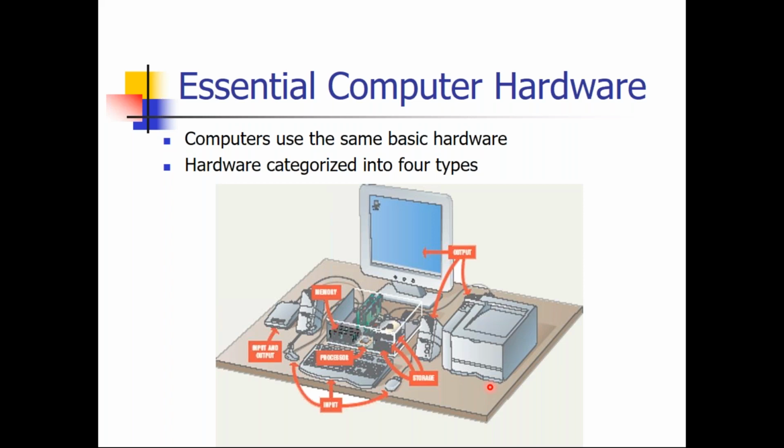Next, essential computer hardware. Computers use the same basic hardware. Hardware can be categorized mainly into four types: output device, storage device or memory device, processor, and input. Input, output, storage device, and the processor are the main four things categorized under hardware.